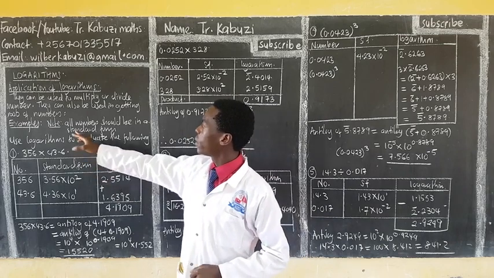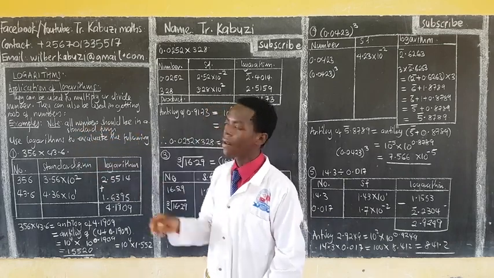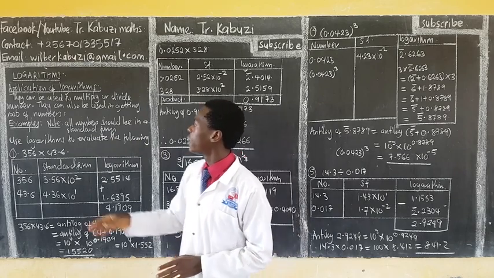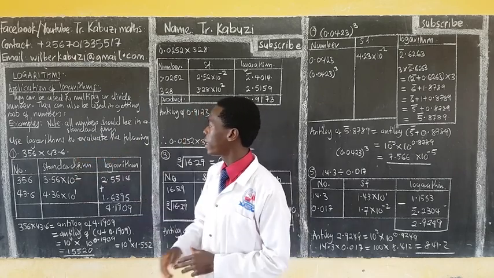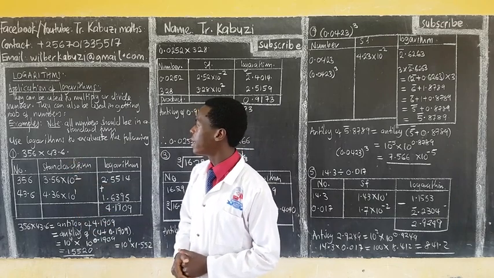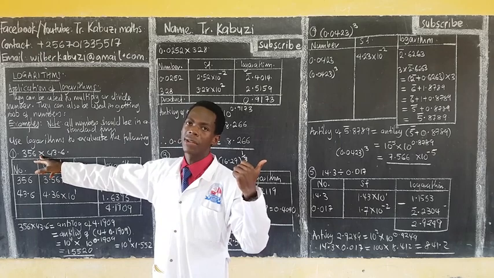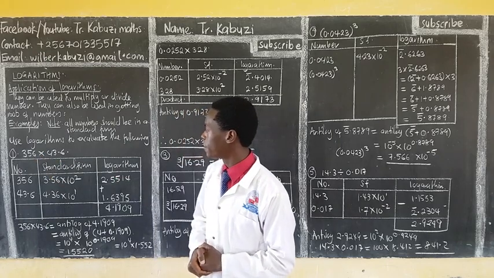They give you numbers, which first of all should be in standard form. If they are not, then you convert them to standard form. Use logarithms to evaluate the following. They first give you this. Now, first of all, you know that if you are multiplying, it means that we are adding in logarithms.